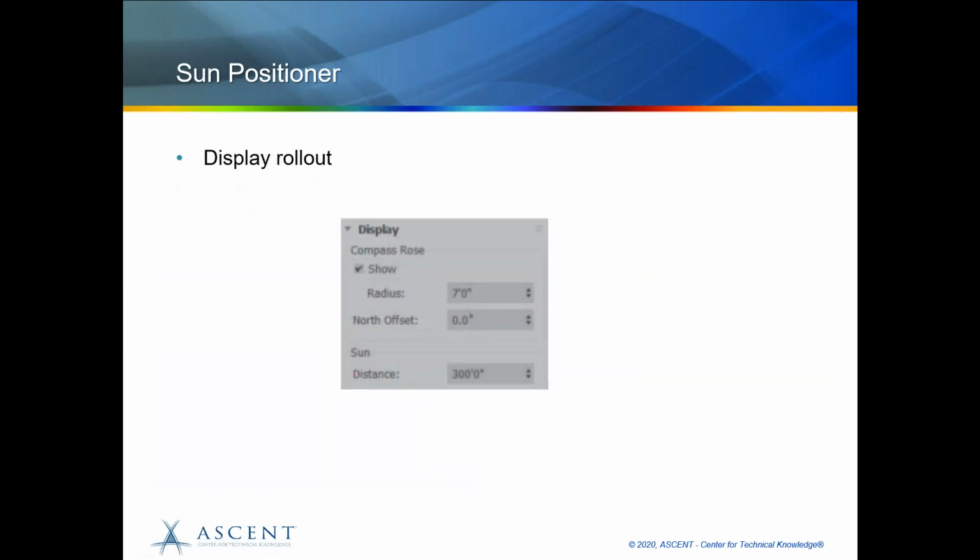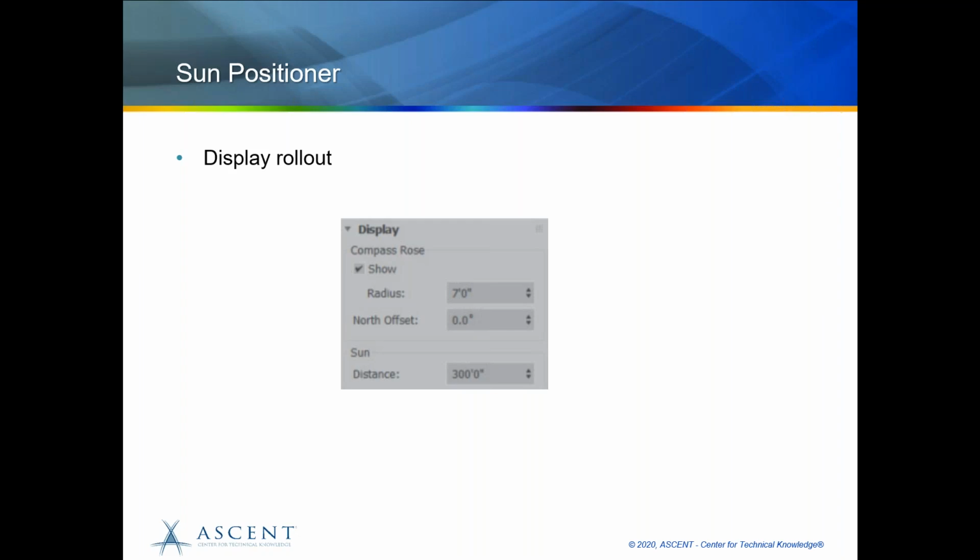This sun positioner is just a 3ds Max object that we created by those 3 clicks. So as with other 3ds Max objects, we can also modify the settings of the components of the sun positioner by changing the parameters in the modify panel of the object. Once you select the sun positioner on the screen and go into the modify panel, first of all, we have this display rollout.